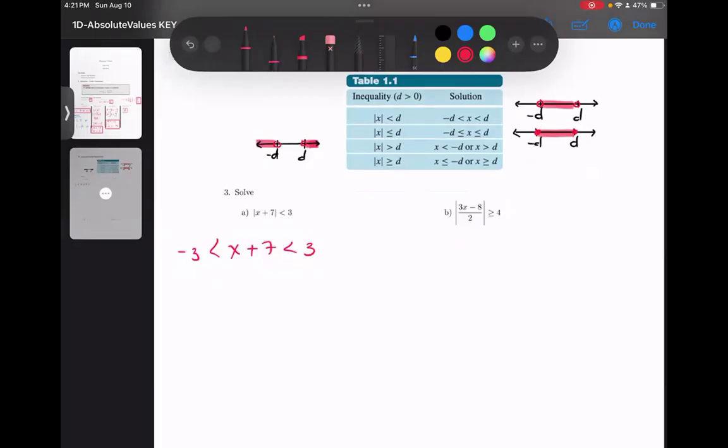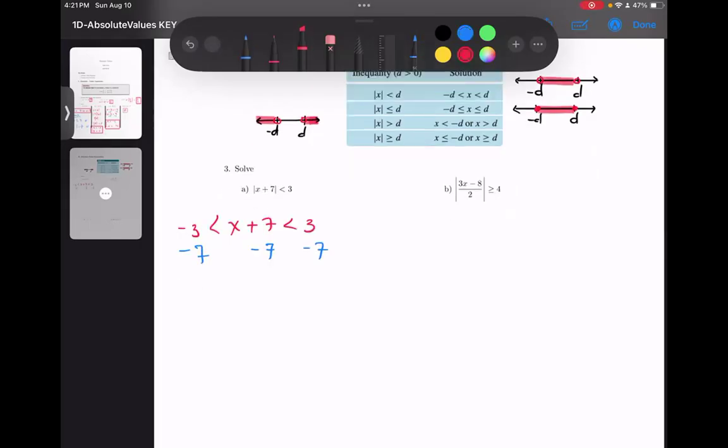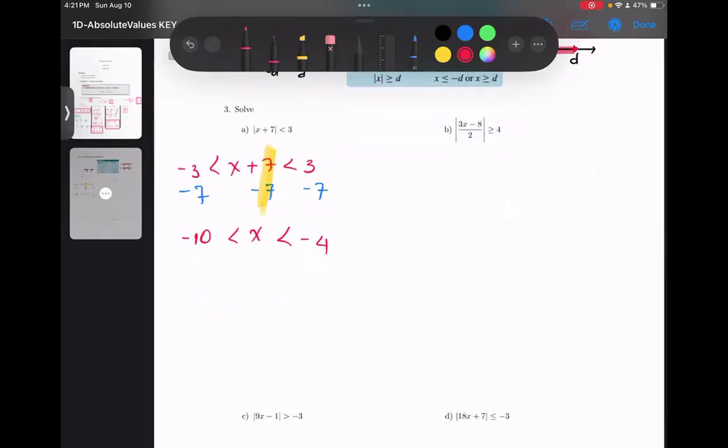So we have three sides here, and the same, we're trying to solve for x. So we're going to isolate x. The next thing we're going to do is subtract 7 from three sides, not just both sides. Here, that cancels. Negative 3 minus 7 is negative 10. And then just x in the middle, less than negative 4. So your solution is x is between negative 10 and negative 4.